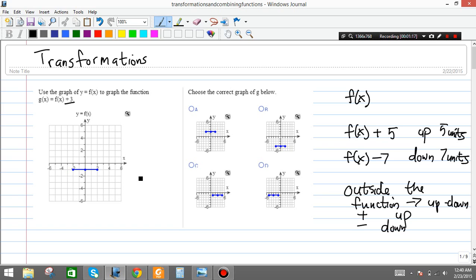Here we have f of x plus 3. Which one of these moves this graph up 3 units? 1, 2, 3. It should be at level 2, and this is the only choice. It's A.